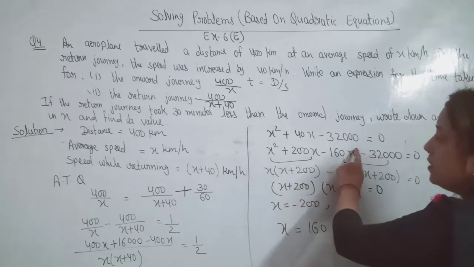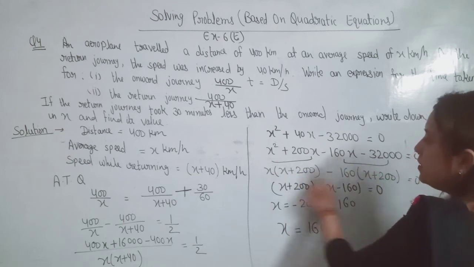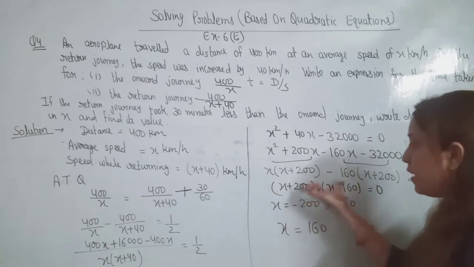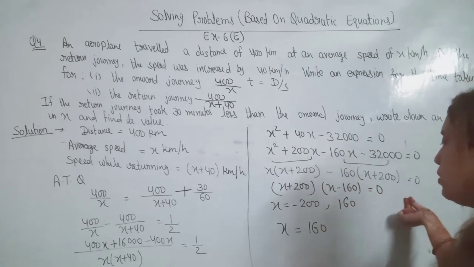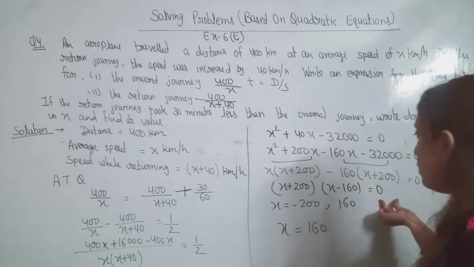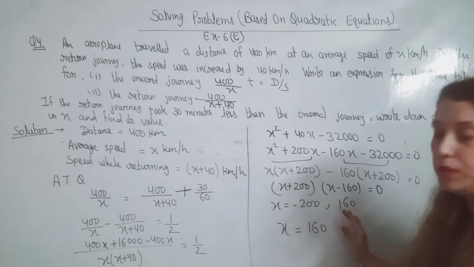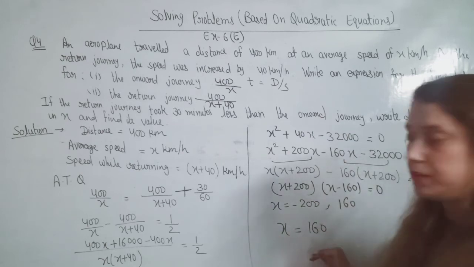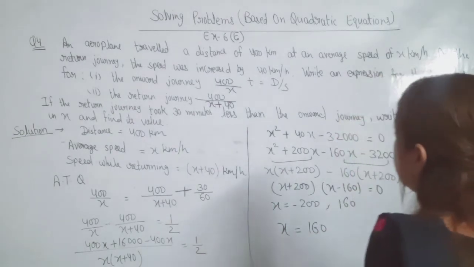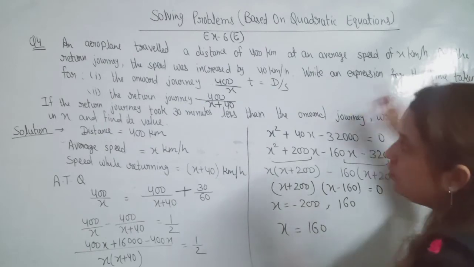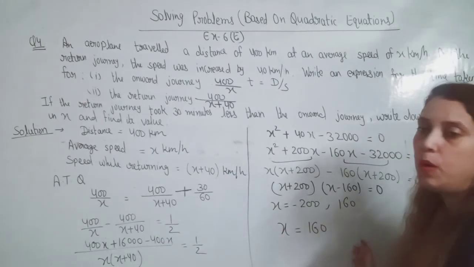So the two factors are 200x minus 160x. After that make the pairs, take the common. So the two factors are x plus 200 and x minus 160 is equal to 0. When we equate with 0, x will be minus 200 and 160, and we know that speed can't be negative. It means x is equal to 160. So the value of x will be 160.